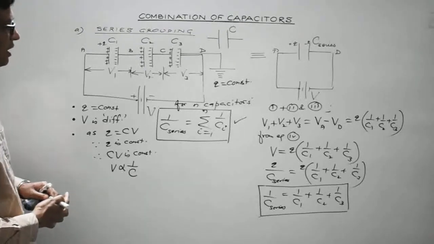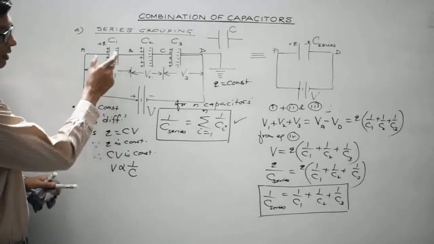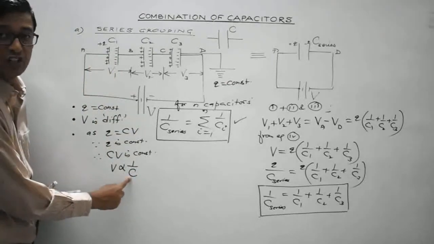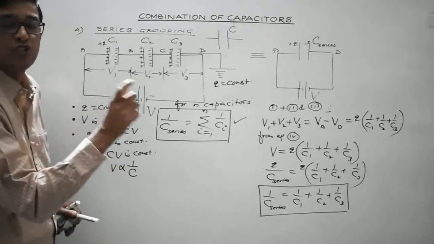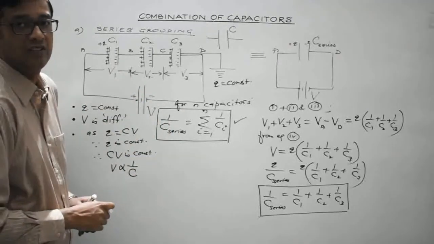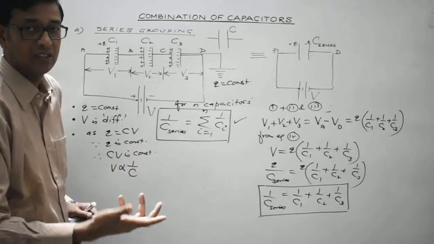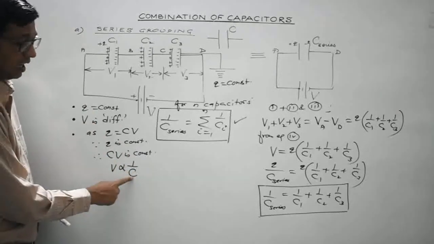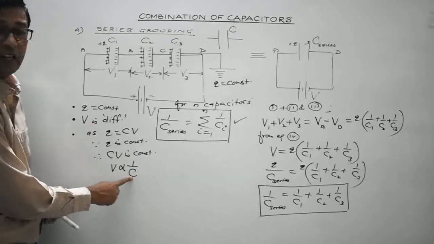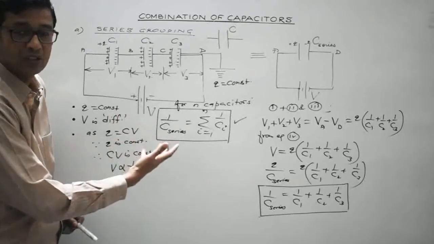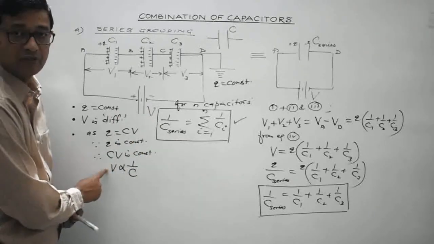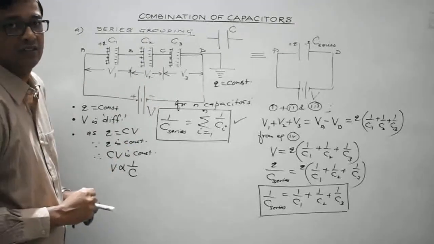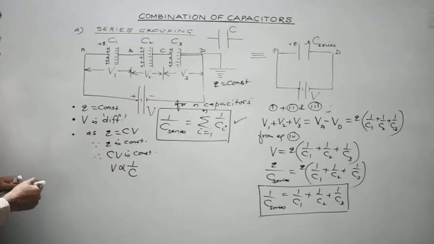What I mean to say is that the greater or larger the value of capacitance of a capacitor, the smaller will be the potential difference across it, and vice versa. I repeat, the higher the value of capacitance of a given capacitor connected in series, the smaller will be the value of potential difference across its plates. Right? So this is a very, very important conclusion.